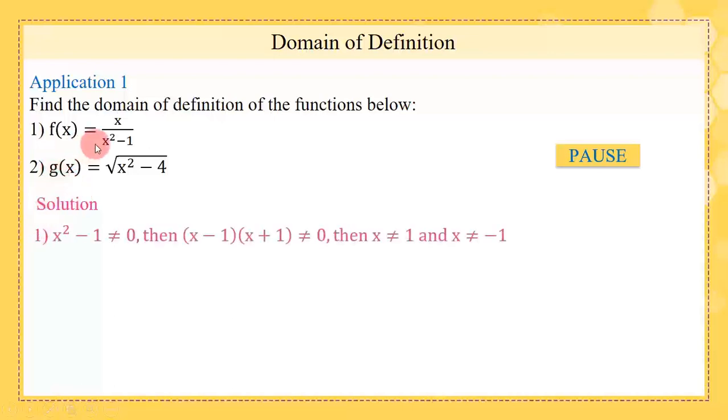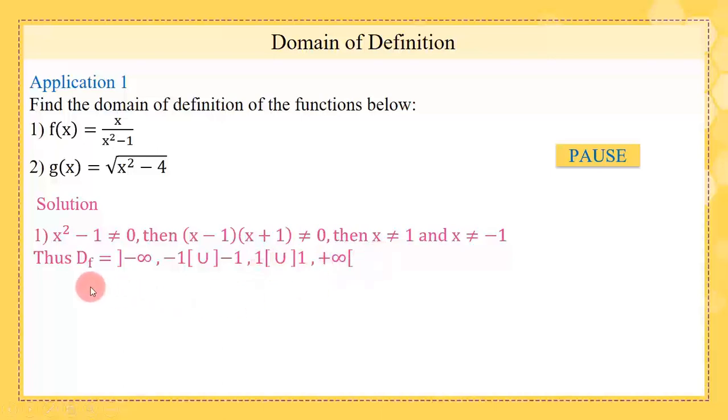Solution. f of x is a rational function, so f is defined whenever the denominator is different from 0. So x squared minus 1 is different from 0. We factorize the left side to get (x minus 1)(x plus 1) different from 0. So x is different from 1 and x is different from minus 1. Therefore, D of f is minus infinity to minus 1, union minus 1 to 1, union 1 to plus infinity.